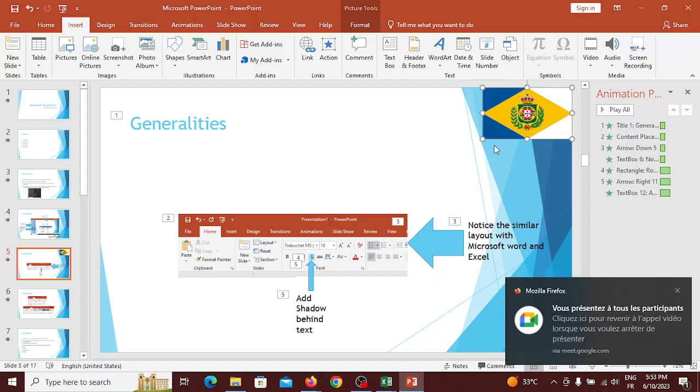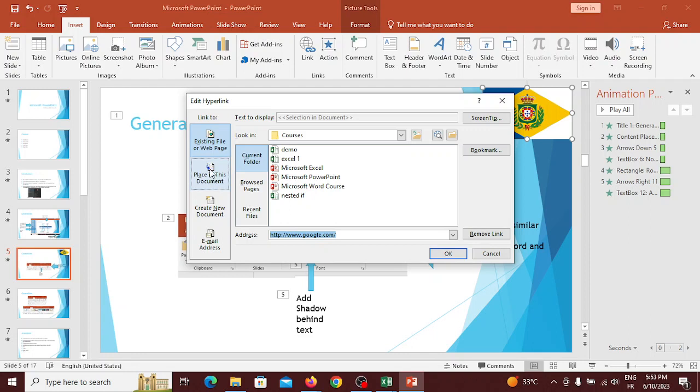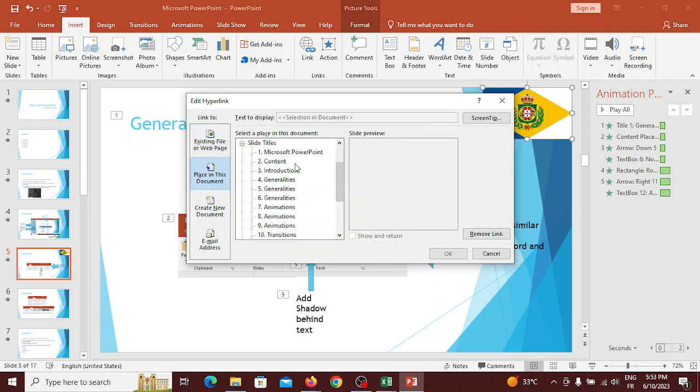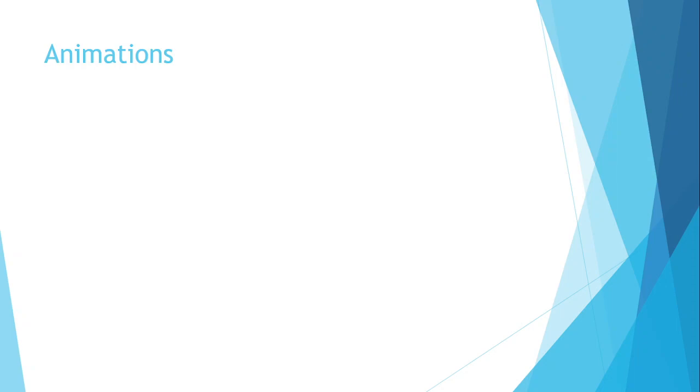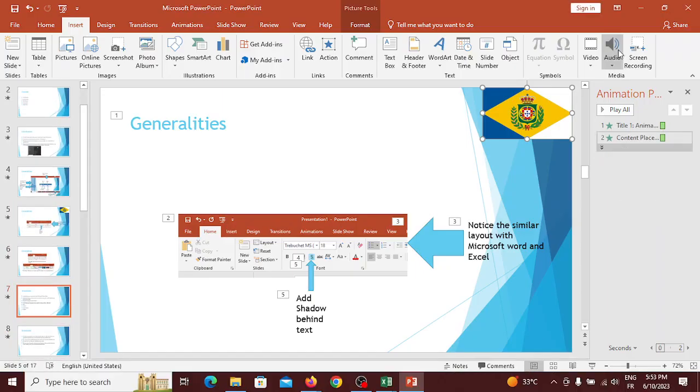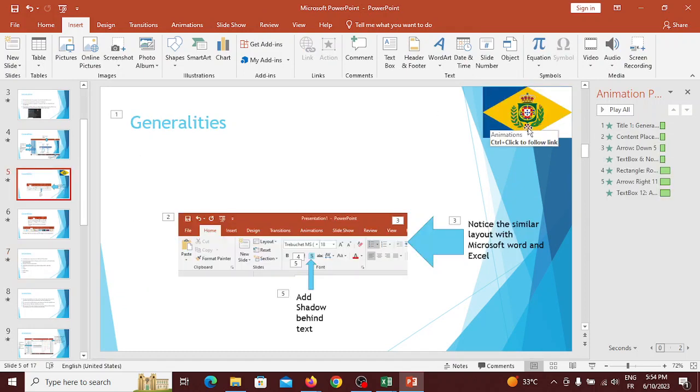Now, the third type of hyperlink is the internal hyperlink. We select place in this document, and then, let's say, for example, I want it to take me to the first slide named animations, okay? Here the hint says animations, okay? Let's go back to the presentation mode and click on the image. It took us to the animations slide, okay? These are the three different types of hyperlinks, okay?